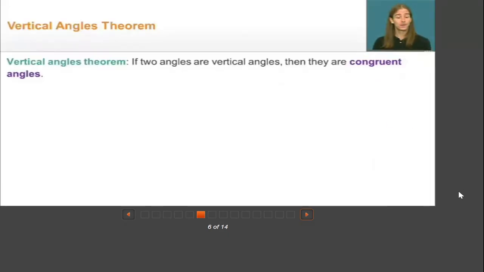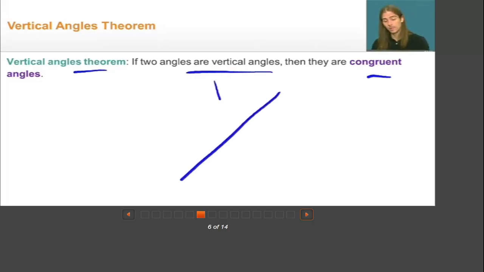The vertical angles theorem tells us something about vertical angles. It says that if two angles are vertical, then they're congruent. This is a really common theorem to use in geometry. So I'm going to set up some vertical angles here by intersecting two lines. And now we can identify that we have some vertical angles. Here's a pair of vertical angles, and here's another pair of vertical angles.